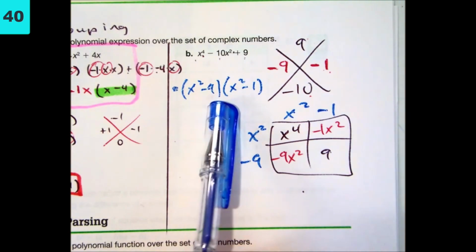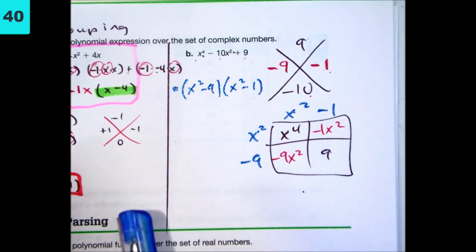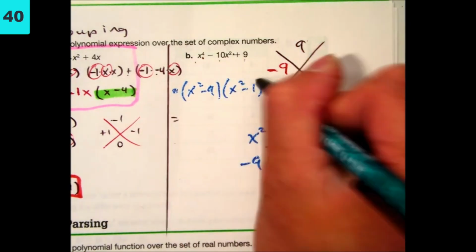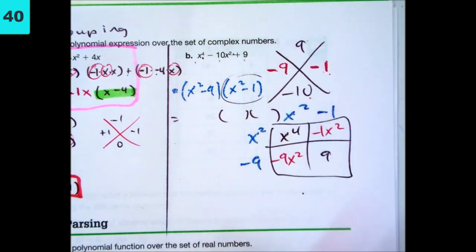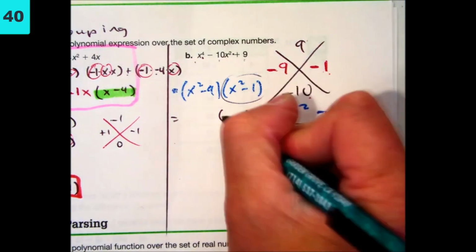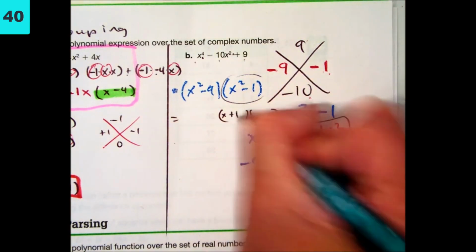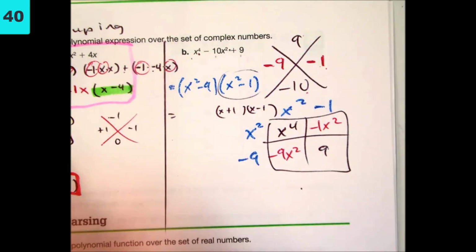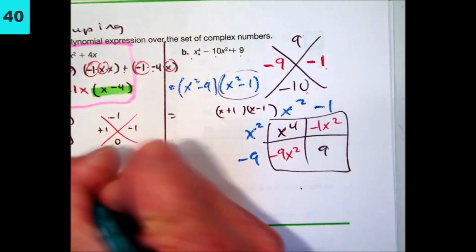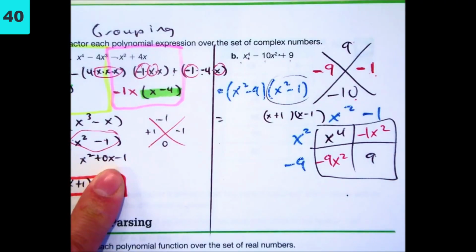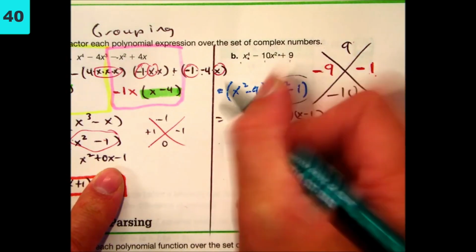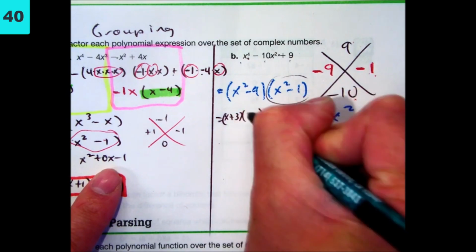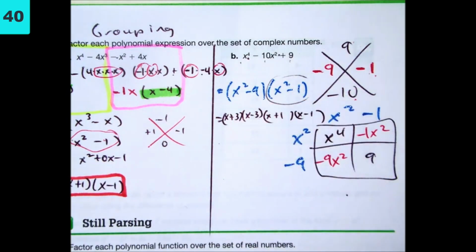Uh-oh. I saw this before. What am I going to write? What does this one become? X plus 1, x minus 1. We already saw that, right? Use the placeholder. Here, I'll write it out for you. X squared plus 0x minus 1. Okay? Over here, what do you think this one's going to become? X plus 3, x minus 3. Whew!